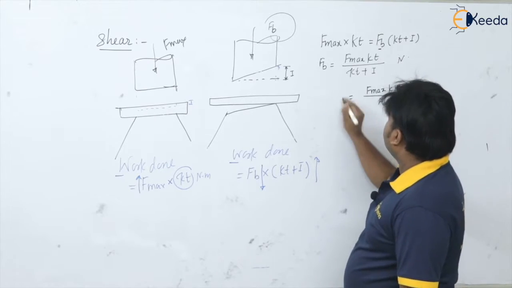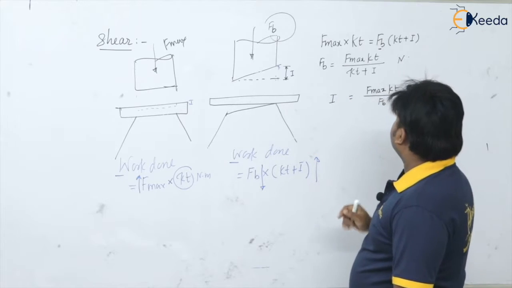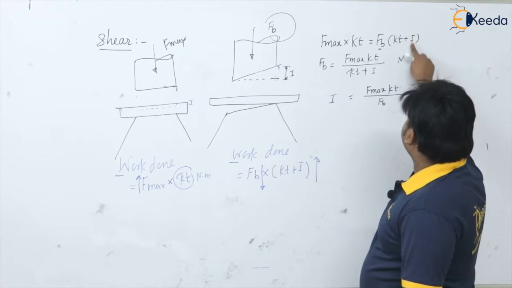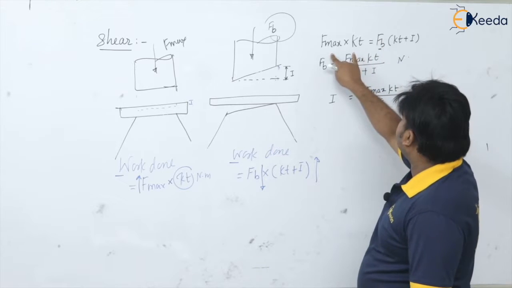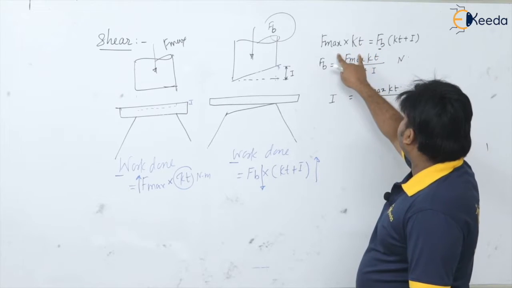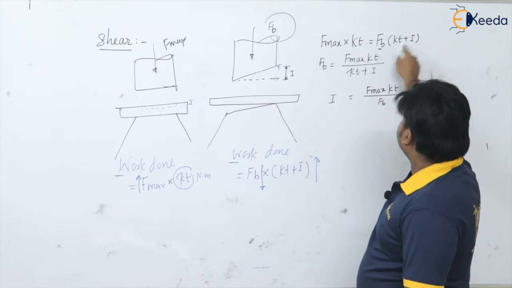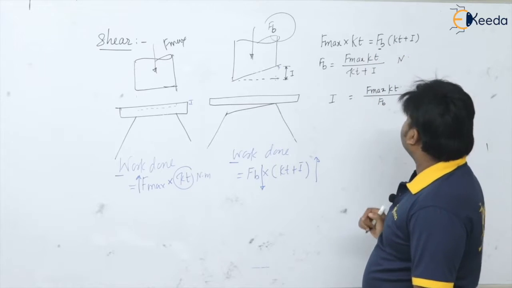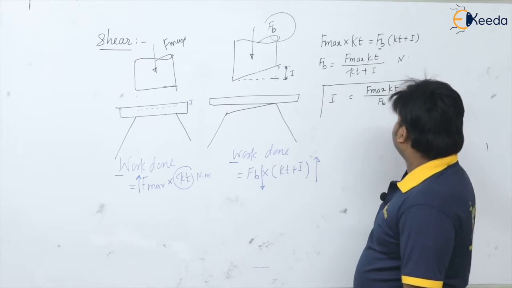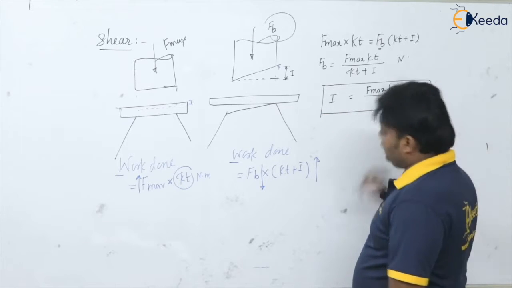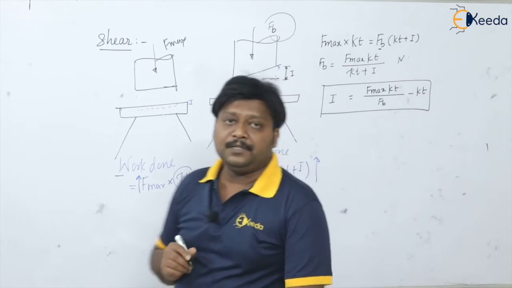So see whether it is okay or not. I want this value of the I, how to calculate? This will come here, F max KT by FB, and this will come here as a minus KT. So this is the shear I, you can also calculate.